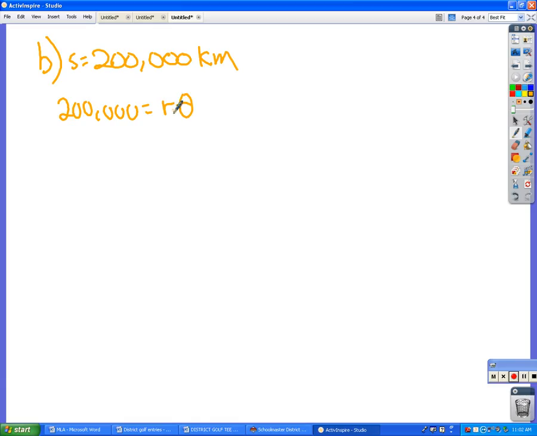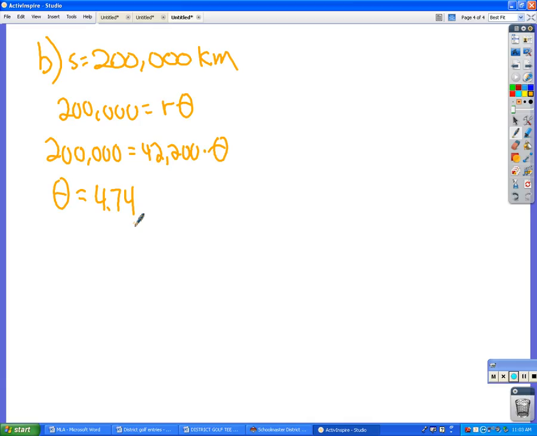So I figure out what the angle is. We know our radius is still 42,200, times theta. So solve that for theta. What do you get? I got 4.74. Okay, so that means the angle is 4.74 radians.